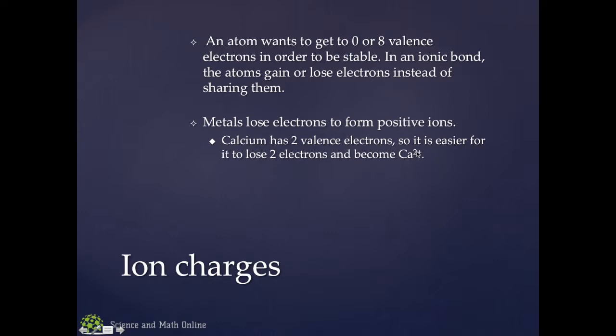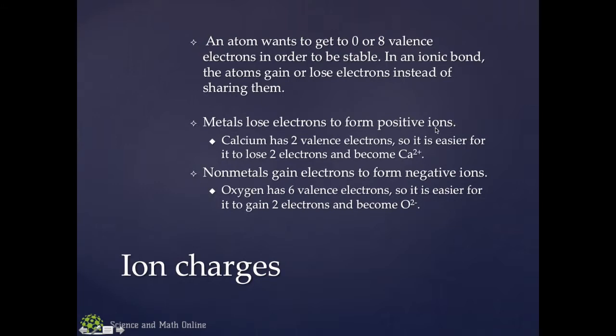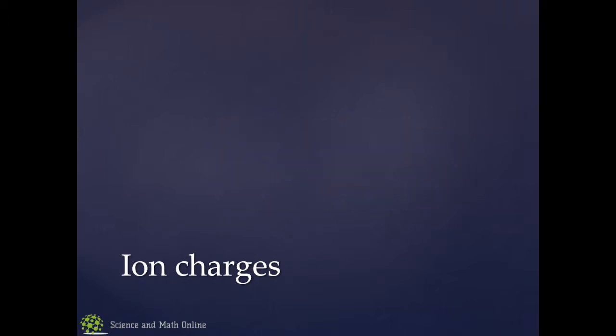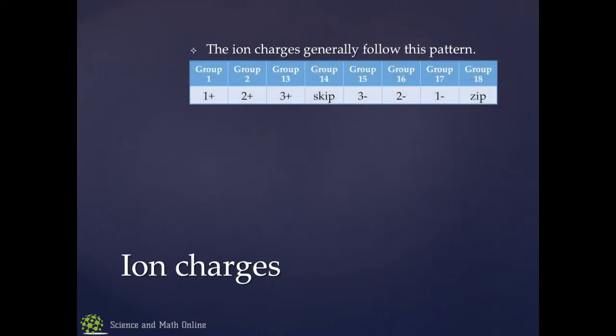Okay. And then nonmetals gain electrons to form negative ions. So oxygen has 6, so it gains 2 to get to 8. And once again, we write that charge as a superscript. For binary ionics, we're looking at just metals and nonmetals, so they will follow this pattern. Going across the periodic table, it kind of rhymes. We're skipping the transition metals for now. We will get to them later. But going across the periodic table: 1 plus, 2 plus, 3 plus, skip, 3 minus, 2 minus, 1 minus, zip.